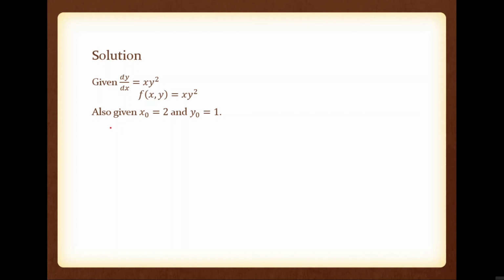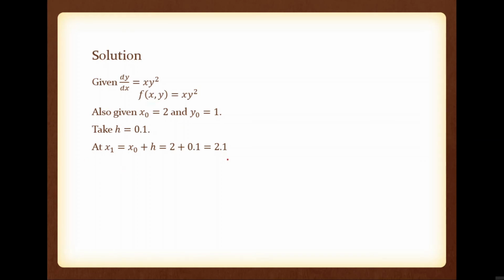So we are asked to take h equal to 0.1. So take h equal to 0.1. Okay. So now what is x1? x1 is equal to x0 plus h, that is 2 plus 0.1. We have 2.1. x1 is equal to 2.1. Now we have to find y1. So first what do we have to apply? We have to apply Euler's method. So by applying Euler's method, find y1.